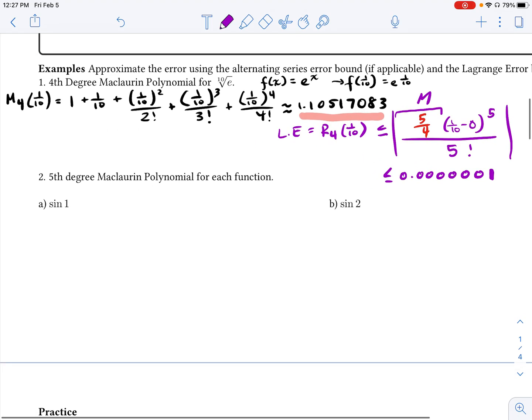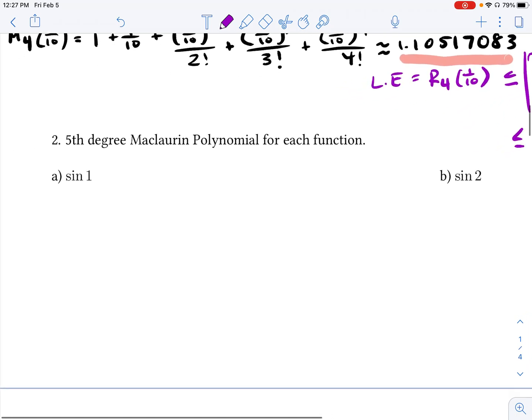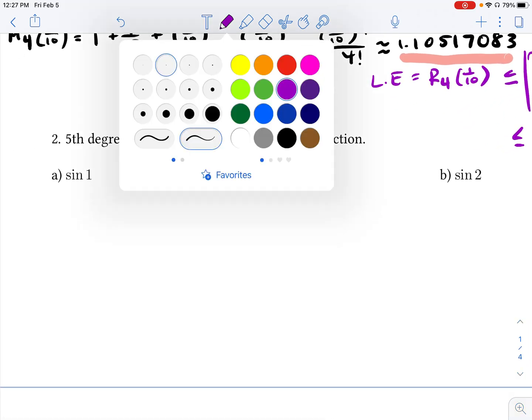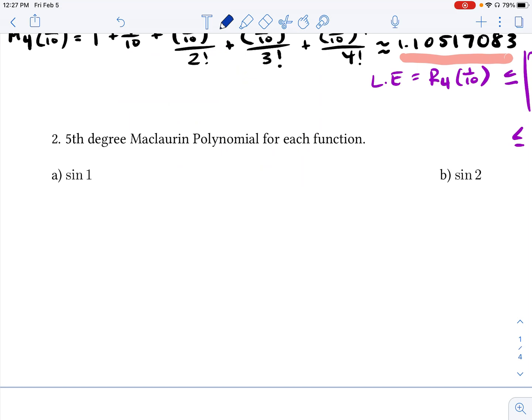Let me do one more problem with you, this time circling back to using a trig function. So let's go ahead and try number 2, part A. We're going to use a 5th degree Maclaurin polynomial to approximate sine of 1. So again, I'm going to use my elementary series to write this out.